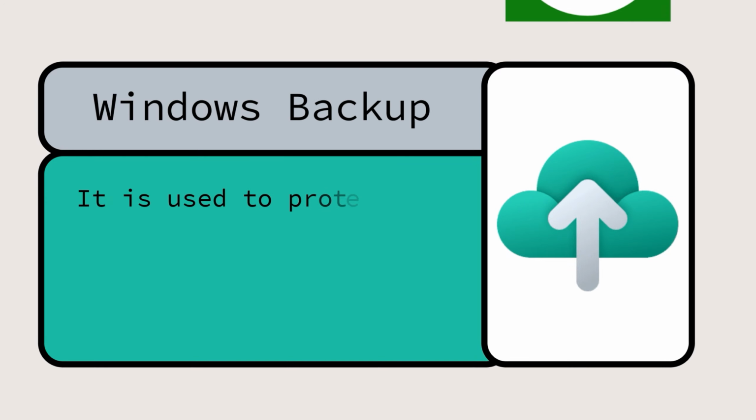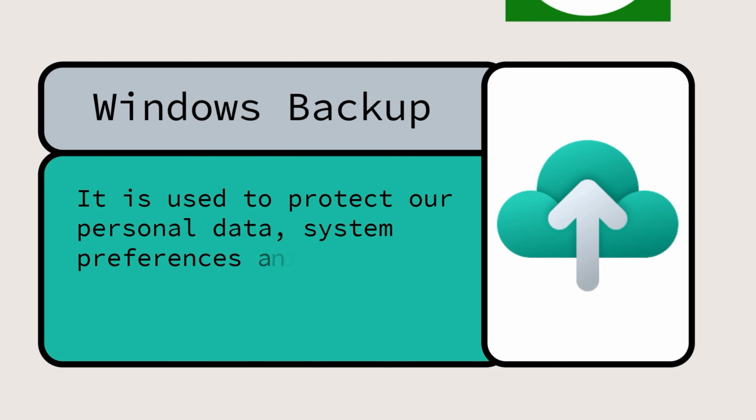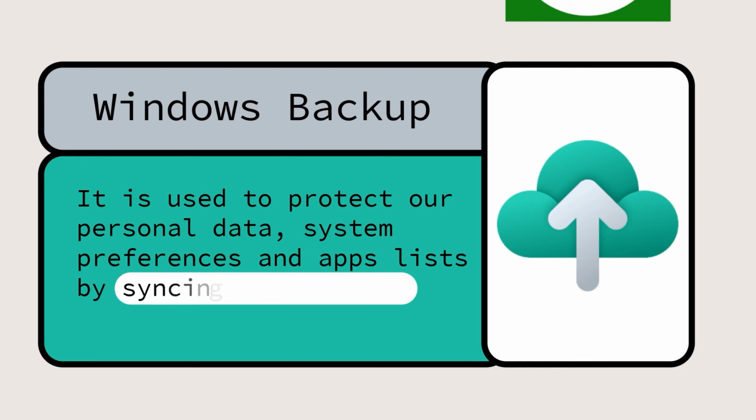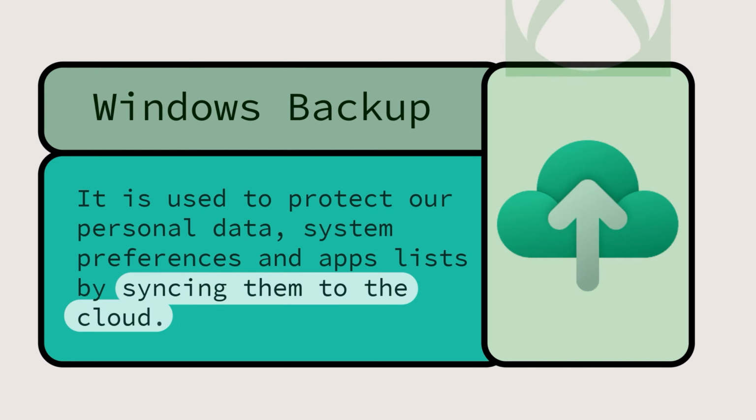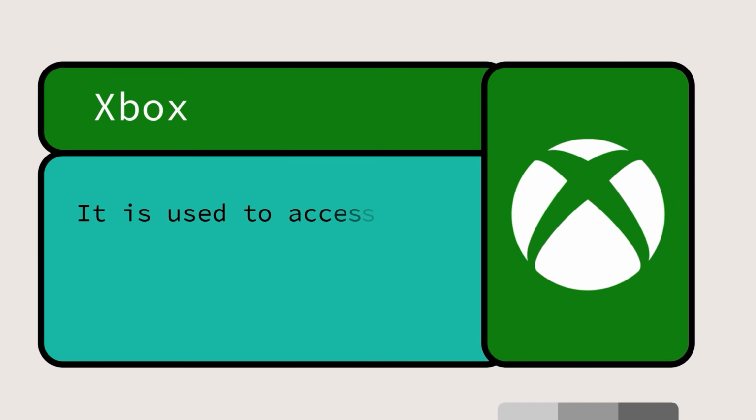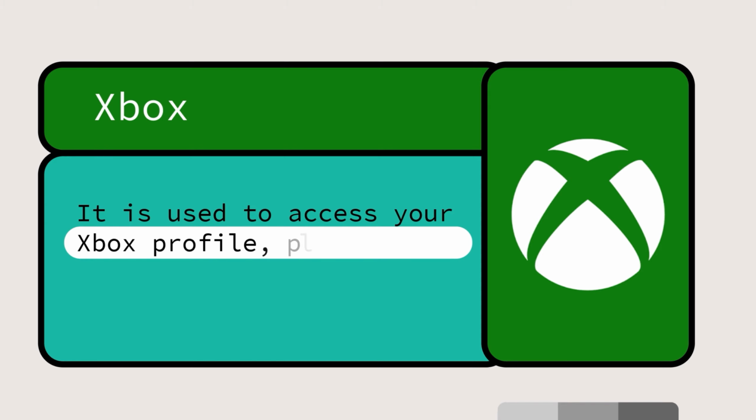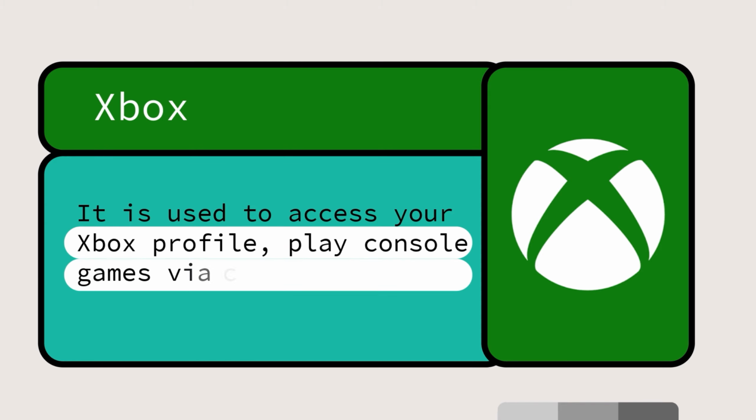Windows Backup. It is used to protect our personal data, system preferences and apps lists by syncing them to the cloud. Xbox. It is used to access your Xbox profile, play console games via cloud streaming.